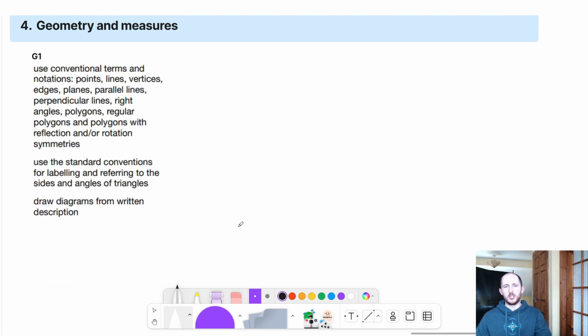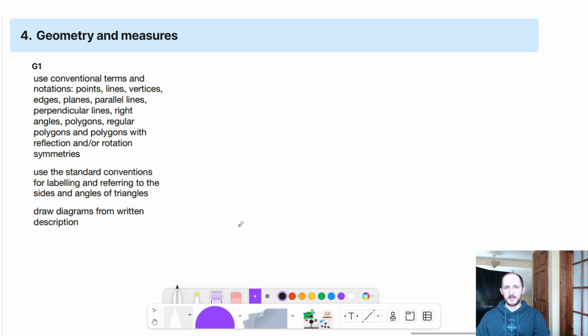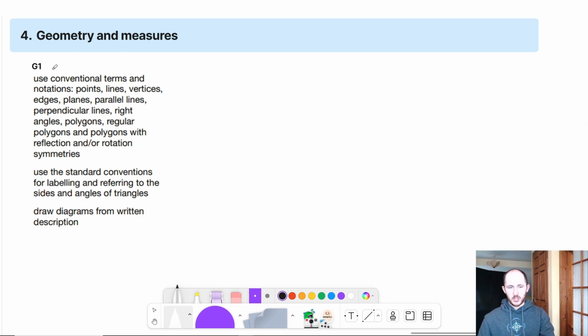And now we're on geometry and units of measurement. So we're beginning geometry. So with geometry, you have to be able to use terms such as points, lines, and vertices. So a point is just a point, a line is a line, and a vertex is a corner, essentially. Edges are the sides of a shape. Planes, essentially, is just a flat 2D object.